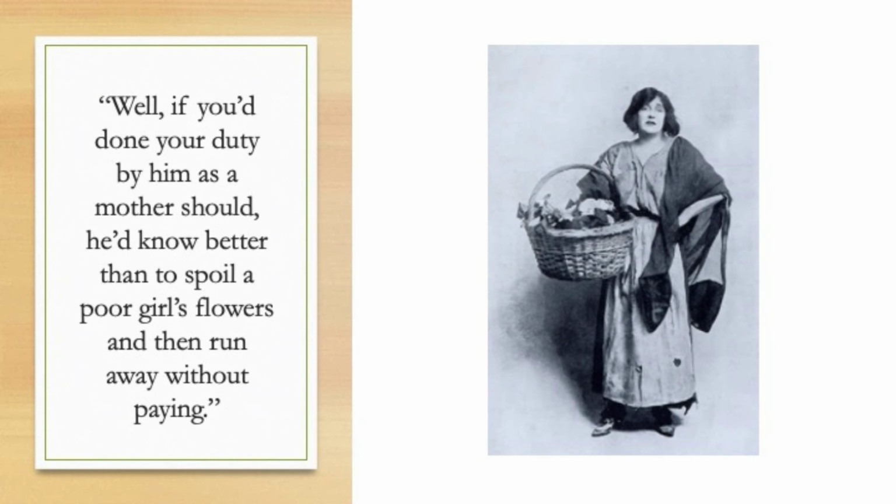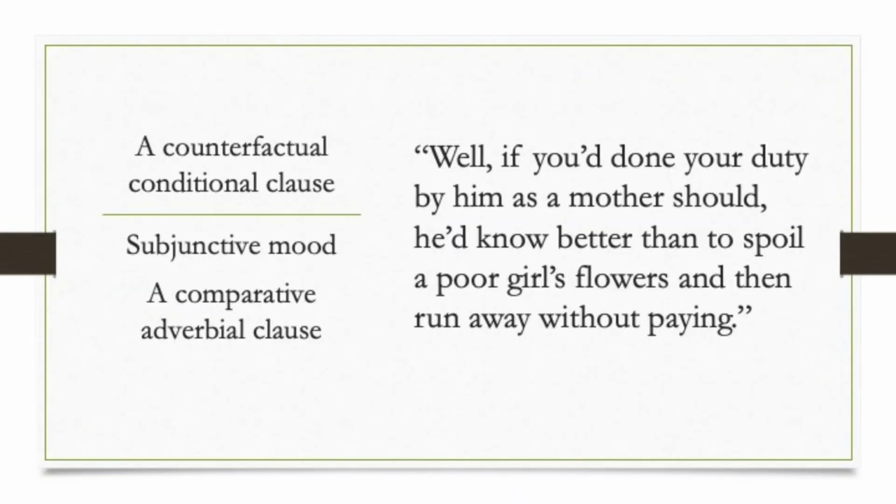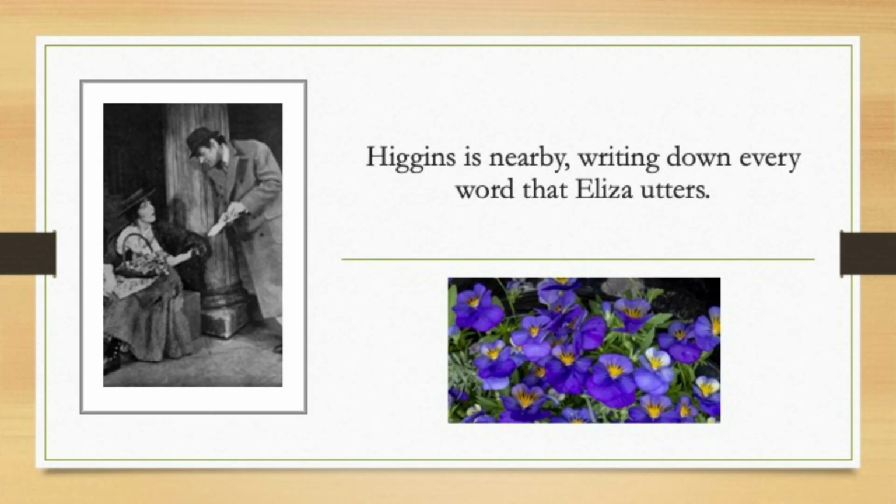I'm not even going to attempt a Cockney pronunciation. But the words are exactly what Eliza says. This is a counterfactual conditional sentence with two subjunctive verbs. And there's more: a comparative adverbial clause. Two readability formulas scored this sentence at the 11th grade level. Despite what some critics think, Eliza is quite capable of both thinking rationally and constructing sophisticated sentences.